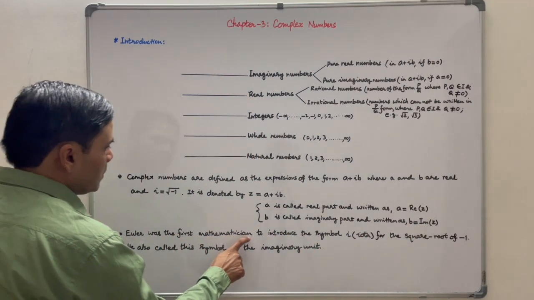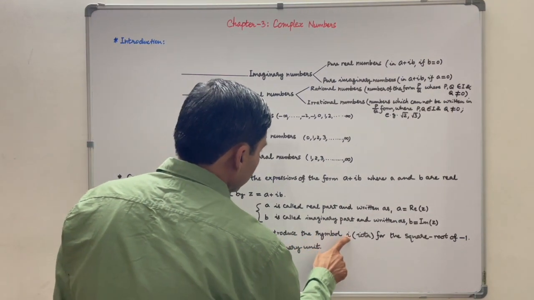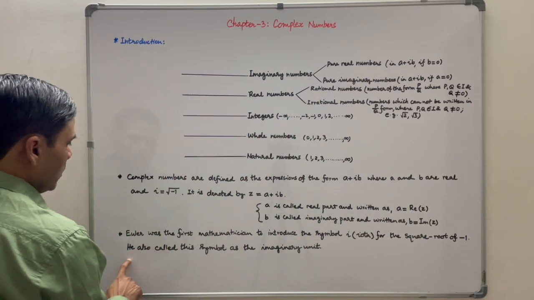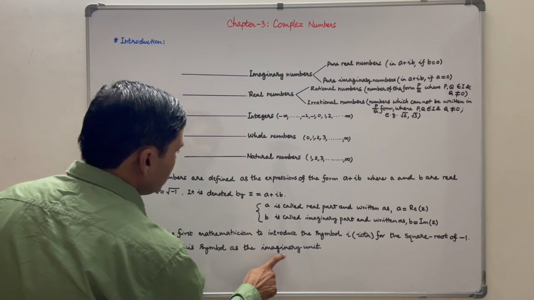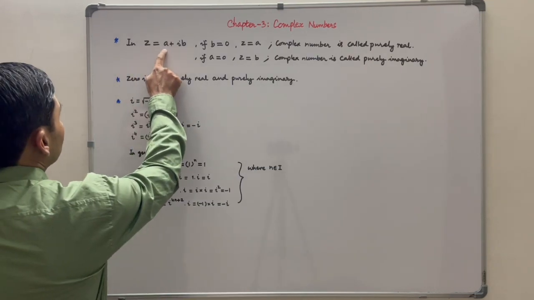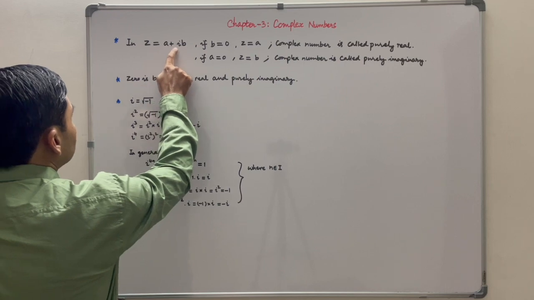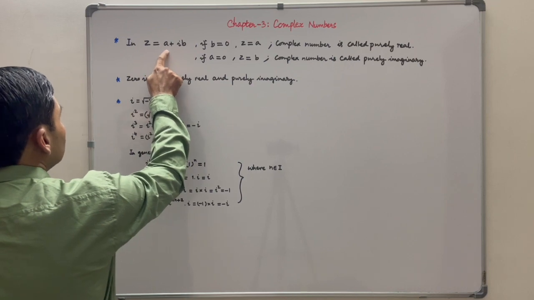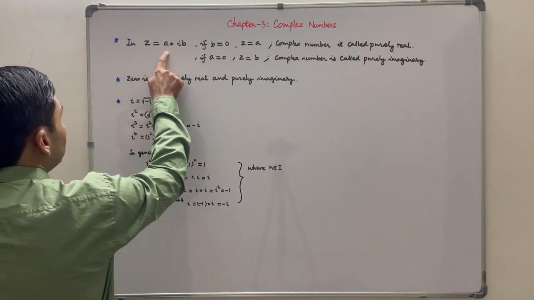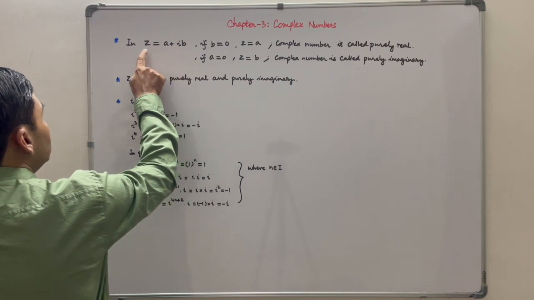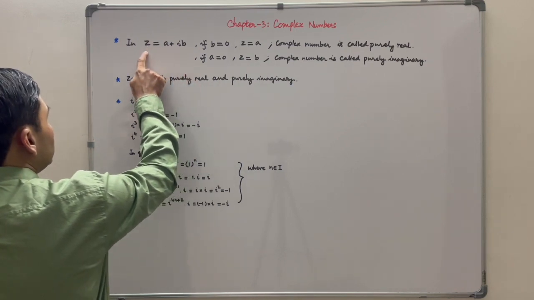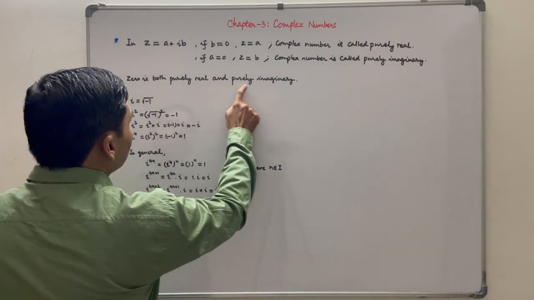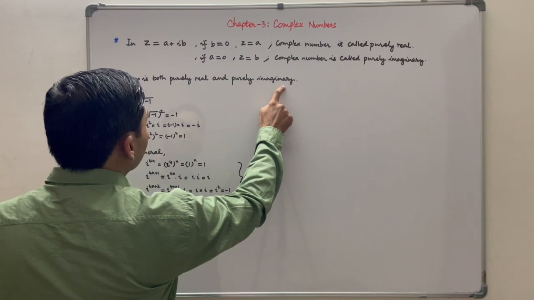Euler was the first mathematician to introduce the symbol i, which is iota, for the square root of minus 1. He also called this symbol the imaginary unit. In z is equal to a plus ib, this is the real part and this is the imaginary part. So if b is equal to 0, z is equal to a, and the complex number z will be called purely real. And if a is equal to 0, z is equal to ib, so the complex number z will be called purely imaginary. 0 is both purely real and purely imaginary, but not imaginary or complex number.